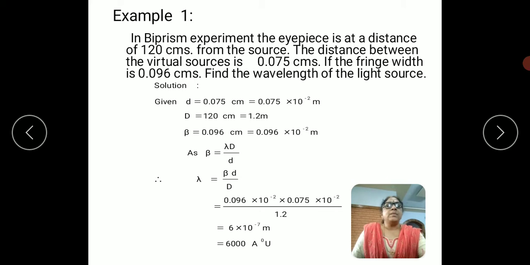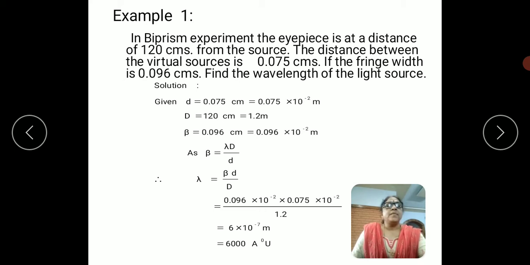In biprism experiment, the eyepiece is at a distance of 120 centimeters from the source. The distance between the virtual sources is 0.075 centimeters. If the fringe width is 0.096 centimeter, find the wavelength of the light source.